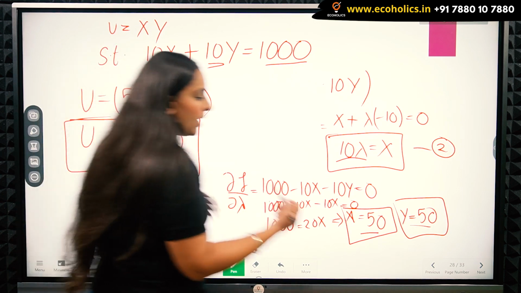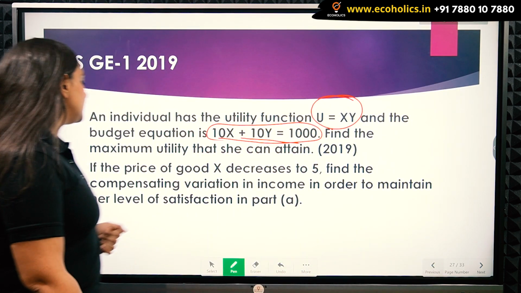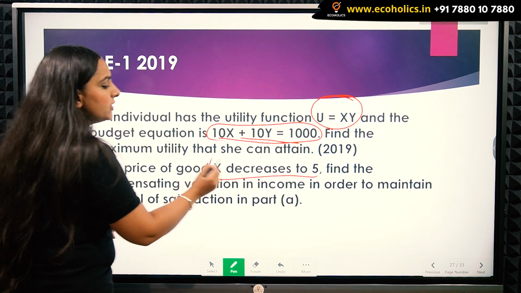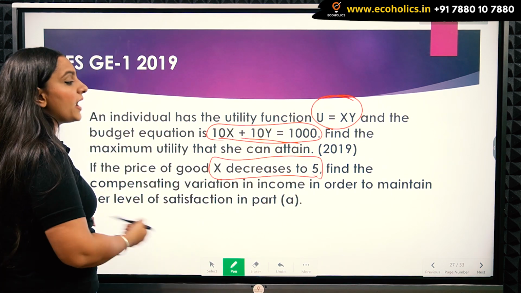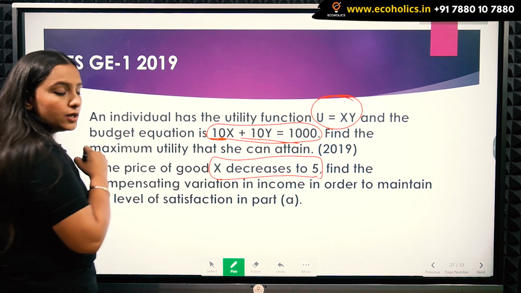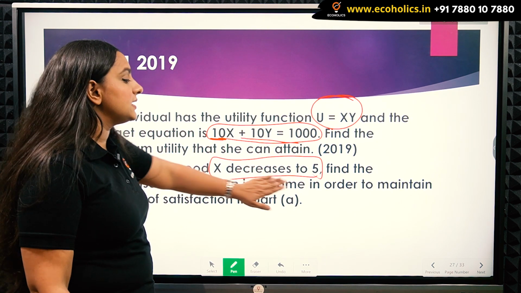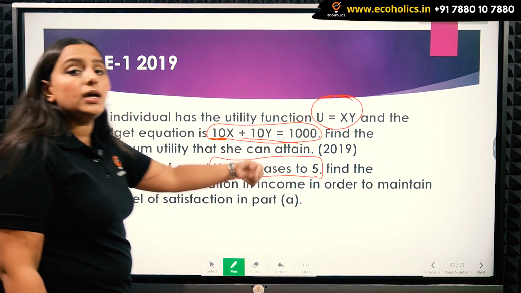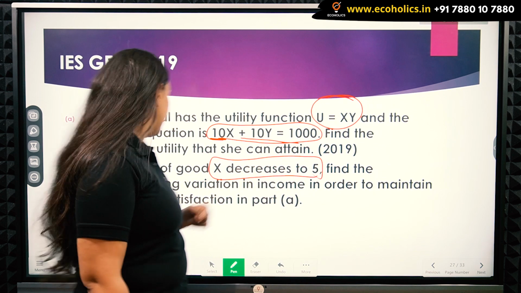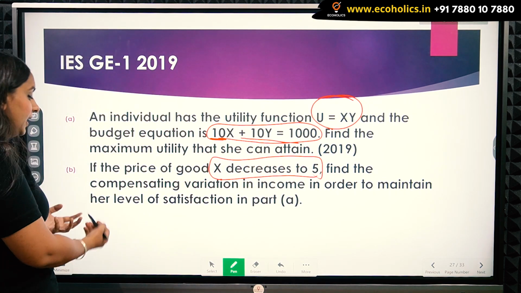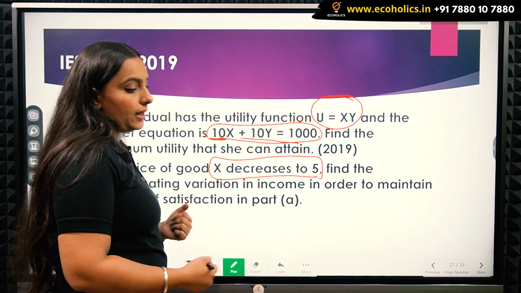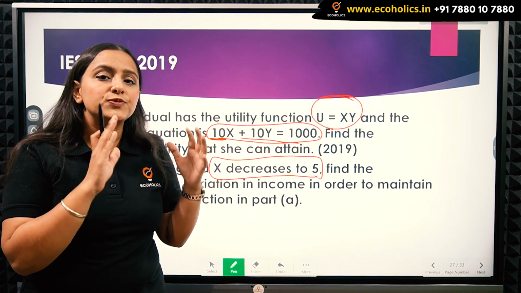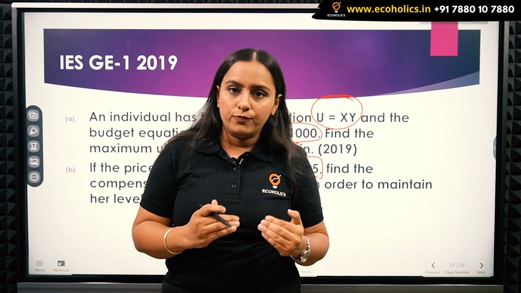So we have one more part of this question, which reads that if the price of good X decreases to 5. Now before this the price of X was 10, right? So now the price of X is decreasing to 5. Find the compensating variation in income in order to maintain her level of satisfaction in part A. So what does this part demand of us? It says that the price falls from 10 to 5, correct?